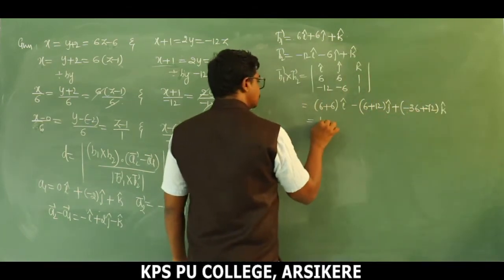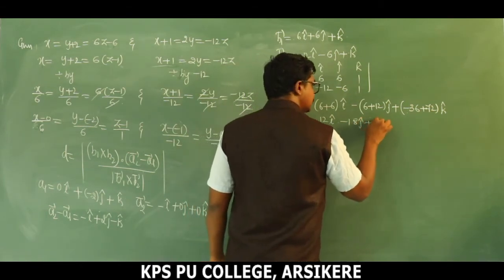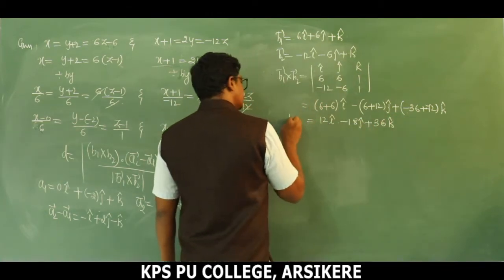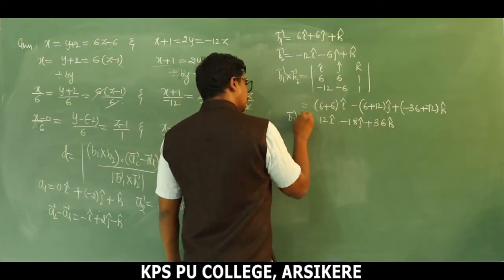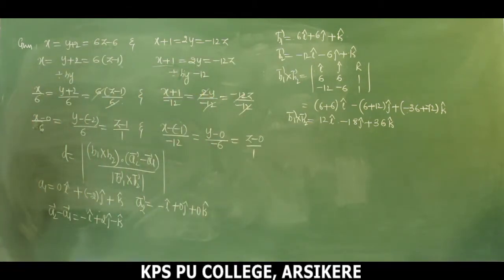So this becomes 12 into i cap minus 18 j cap plus 36 k cap. This is b1 cross b2. b1 cross b2 is equal to 12 into i cap minus 18 j cap plus 36 k cap.